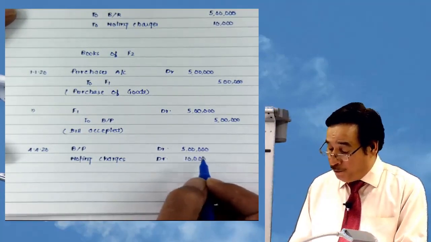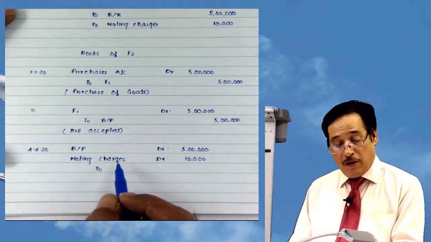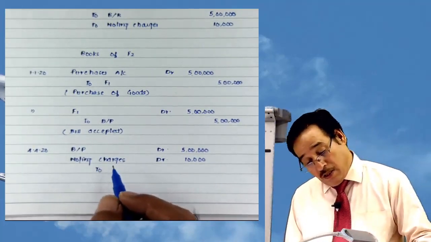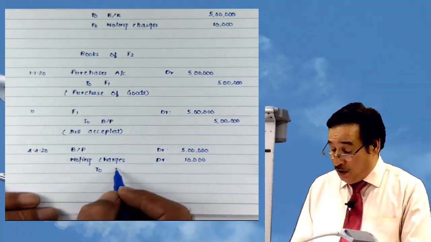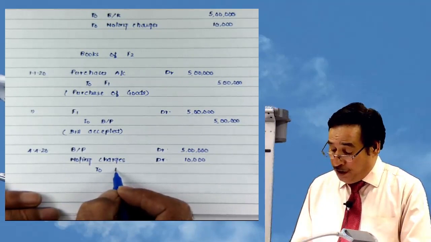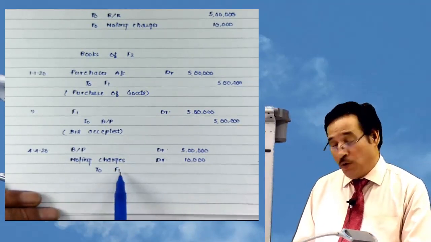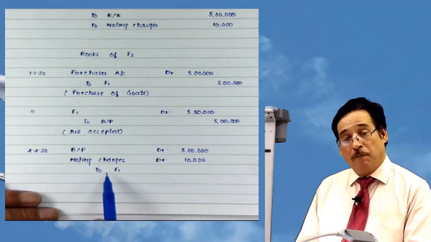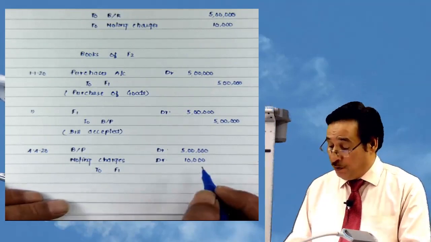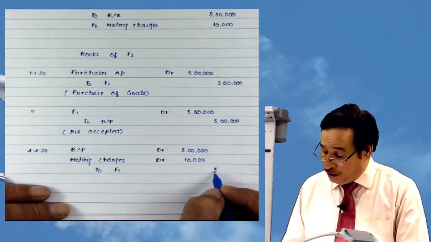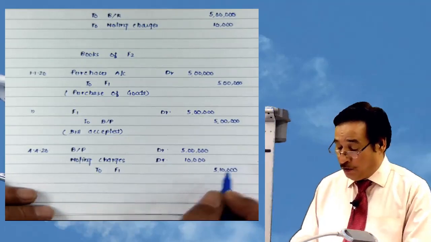That means now the drawee will pass this entry: bills payable account debit, noting charges account debit, to F1 account. If the bill would have been honored, he would have written to cash, but he did not pay the bill. So once again, F1 will become creditor of F2. So 5,10,000. So the new bill, as you can see, is worth rupees 5,10,000. Correct?